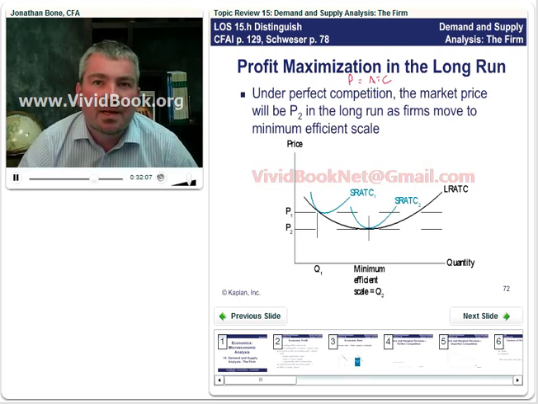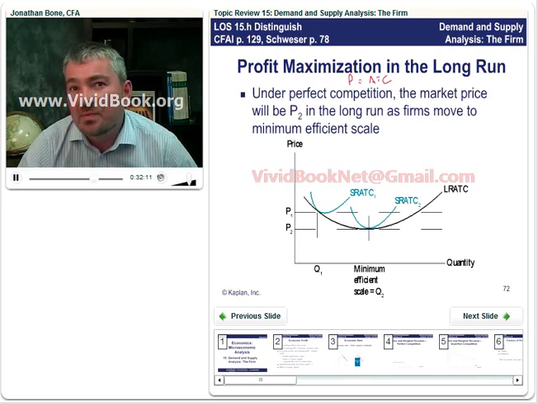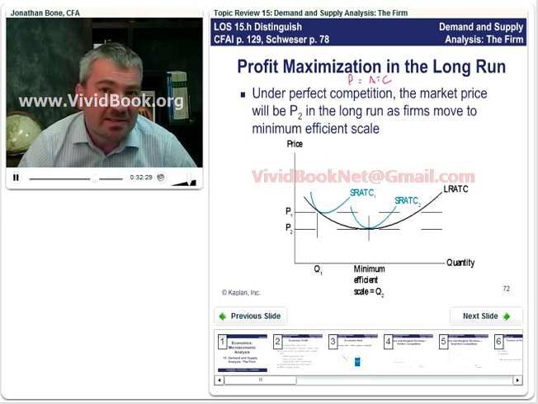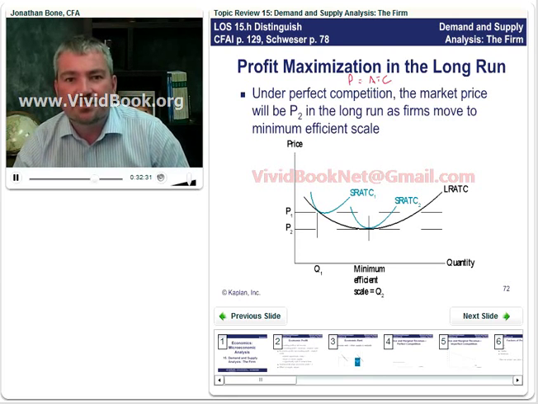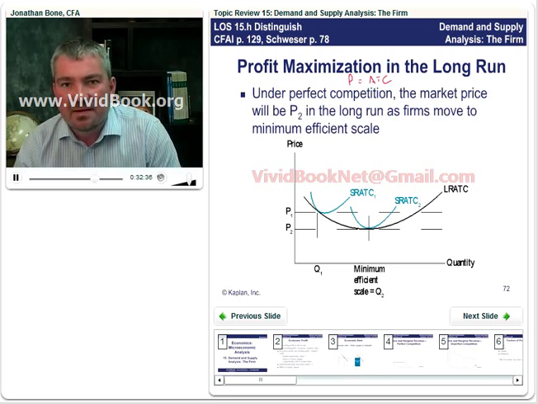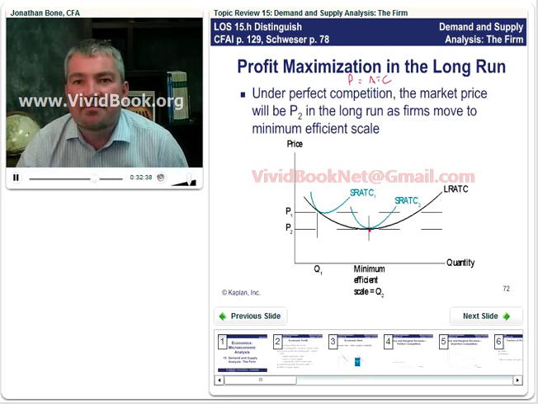Now notice what we're saying is in the long run, the market price will be P2 as firms move to the efficient scale. So if they start to produce at the efficient scale Q2, that will give them their long-run average total costs. And remember, price would have to be equal to average total costs, which means the price would be at that point there as well. So in the long run, under perfect competition, the firms produce at this point here, which gives them average total costs.